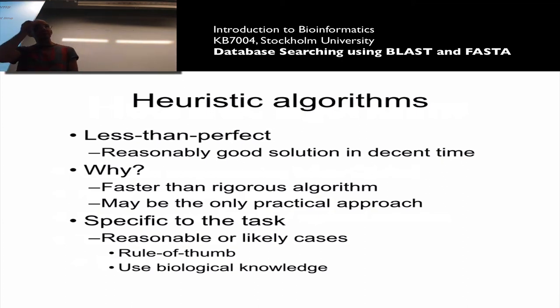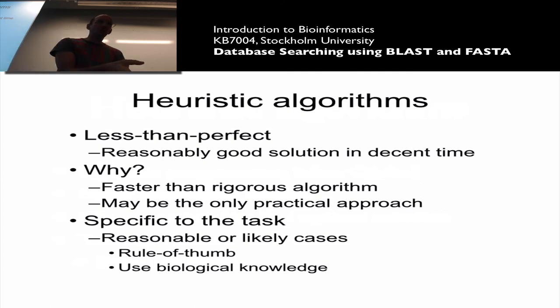Particularly in this case, if you think about database searching, most proteins or genes in a database are not related to the one you search for. So most of it is just random sequence comparison. I mean, most genes are not related to each other if you take two random genes. So of course, if you can spend the time on the ones that are related or might be related and ignore the ones that are completely unrelated, you could do it much faster. But then you need to know that first. So basically, in many cases, it's the only practical solution. Sometimes you can use biological knowledge to do specific tasks here.